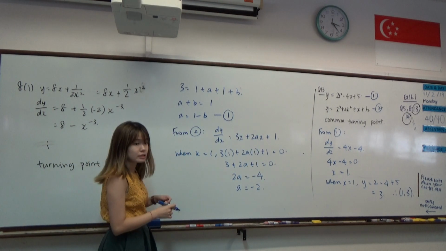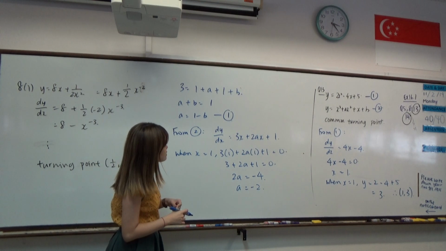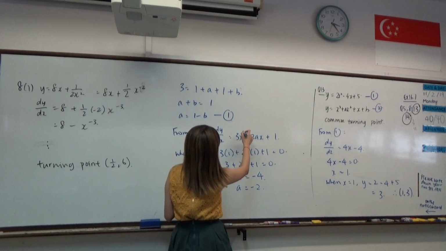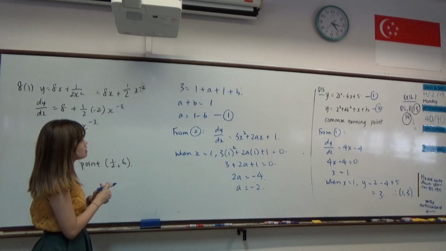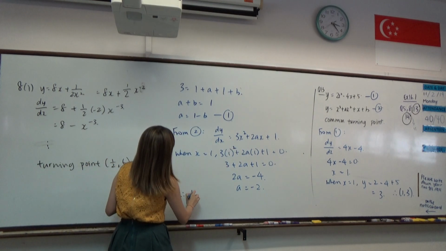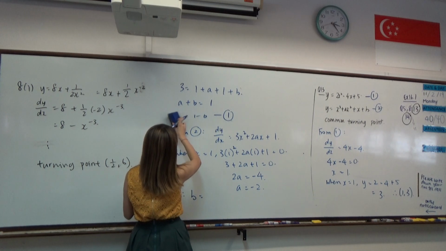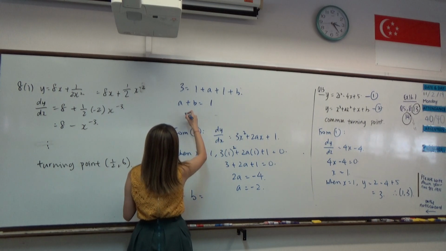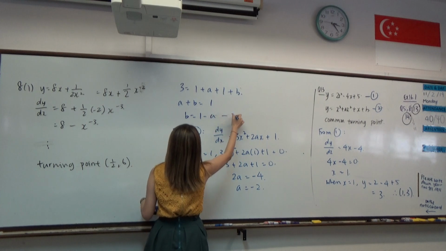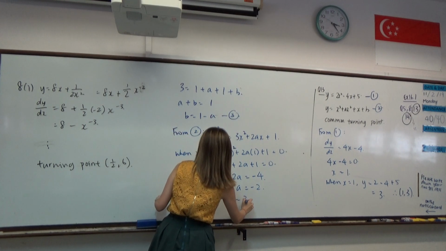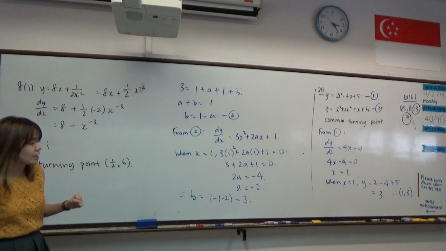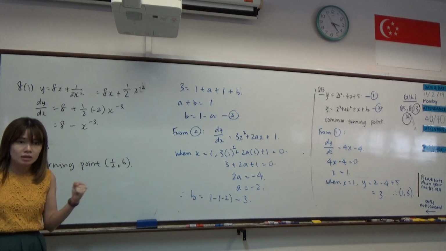So is it 3x²? Yeah. Doesn't matter, right? Okay, so a is equal to negative 2, so therefore b will be equal to, okay, let me change this. So b equals 1 minus negative 2, that is 3. Alright, so a is negative 2 and b is equal to 3.